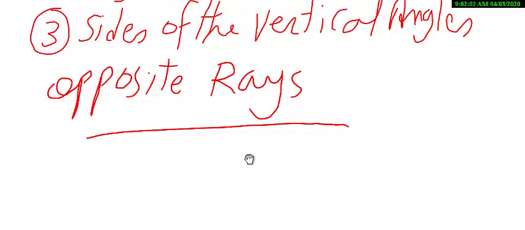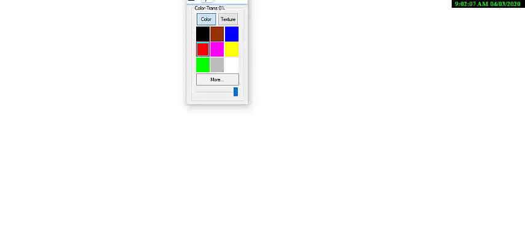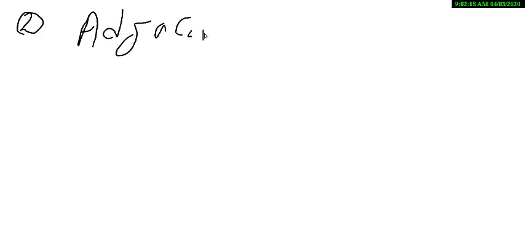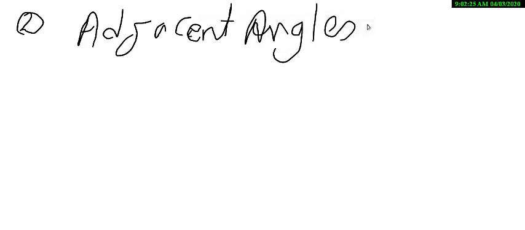So we need to move up a little bit. Number two of the relation, which is called the adjacent angles. To draw this, we do have some sketch. I'm gonna do it like this.